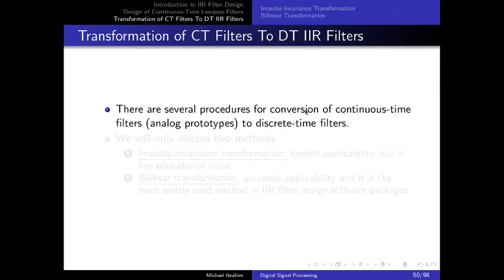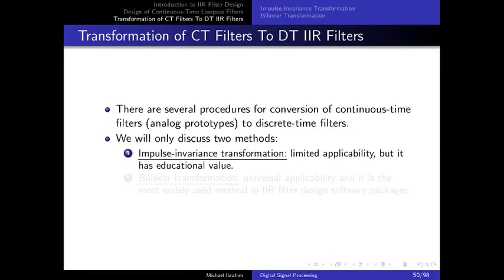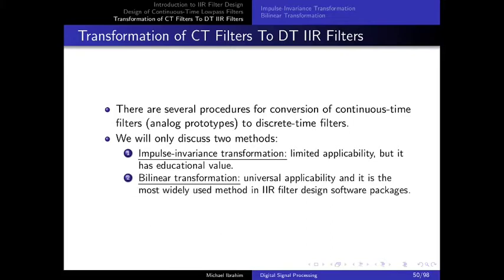There are many procedures that can be used to transform continuous time filters into discrete time filters. Two of them actually stand out. One of them is the impulse invariance transformation, which has limited applicability. It has certain limitations. That's why it's not widely used, but it has educational value. The second transformation is the bilinear transformation, which is universally applicable to many situations and it's most commonly used. But due to time limitations, we will only consider the second transformation, which is the bilinear transformation.